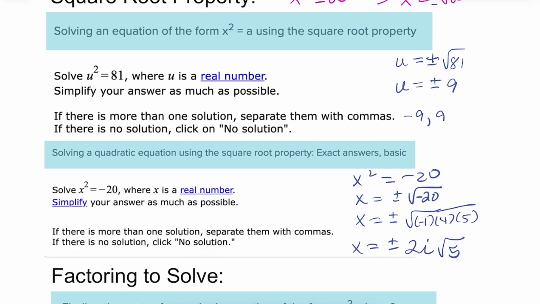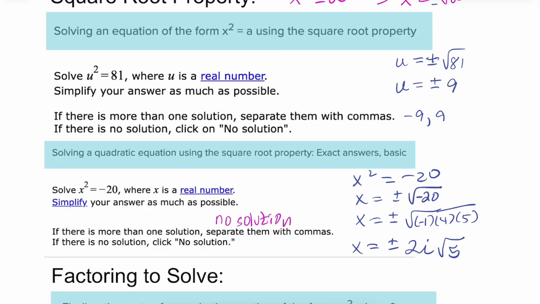But look what Alex is asking. It says where x is a real number. See that right there? This number is imaginary. It is not a real number. So in this particular case, for Alex, you would say no solution, because there is no solution that is real. For me, I want that imaginary solution.